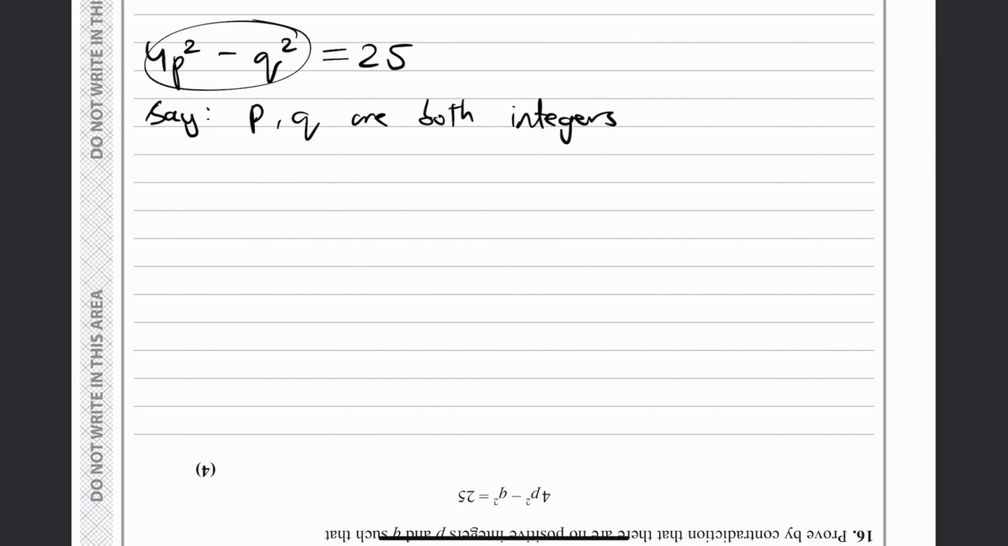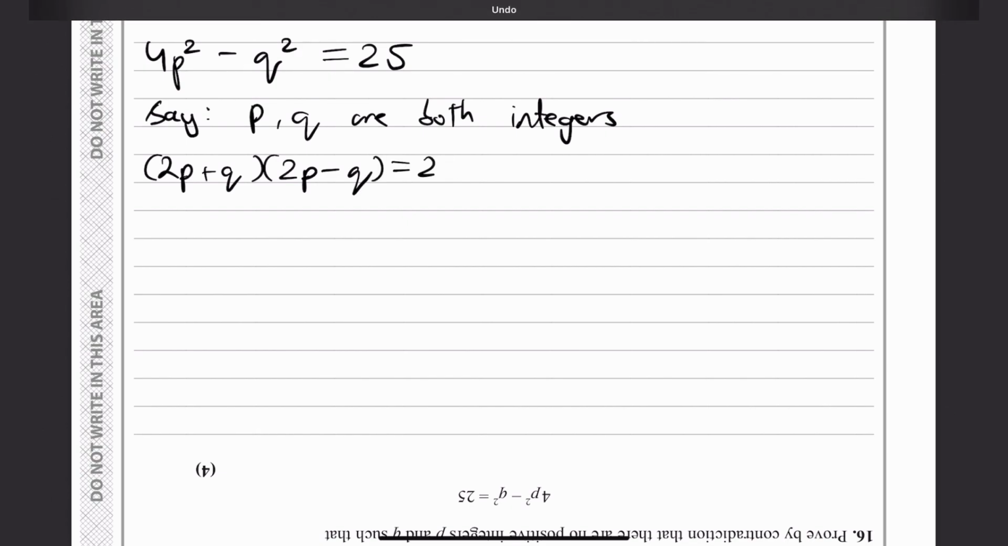Then this is going to be an integer. How am I going to do this? Okay, let's split this into a difference of two squares. So we've got 4p plus q and 4p, oh, nope, 2p plus q and 2p minus q is equal to 25.